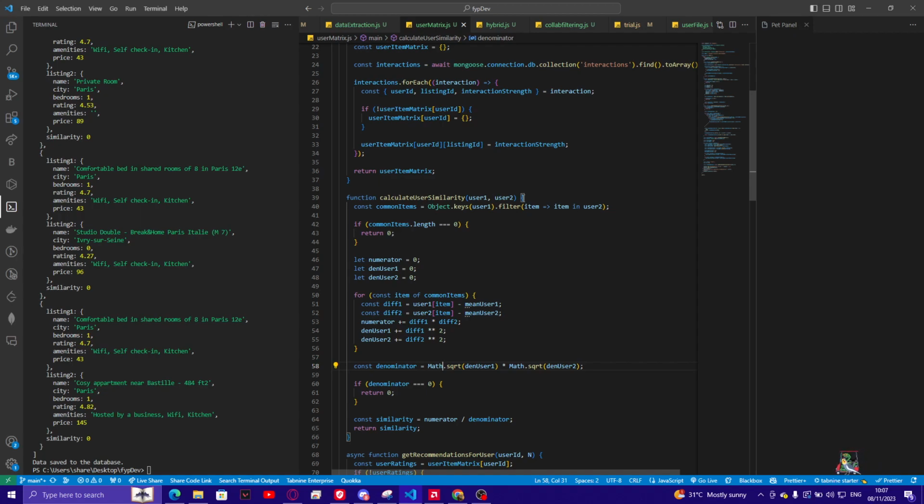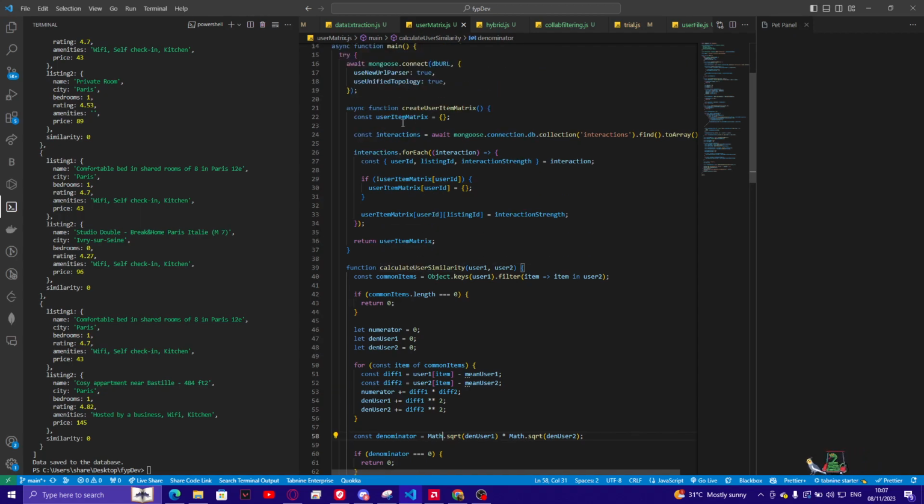Based on this similarity, what I first did was make a user matrix where the rows represent the users and the columns represent the items. In these matrices we have values inside which show the interaction strength between the user and the items.